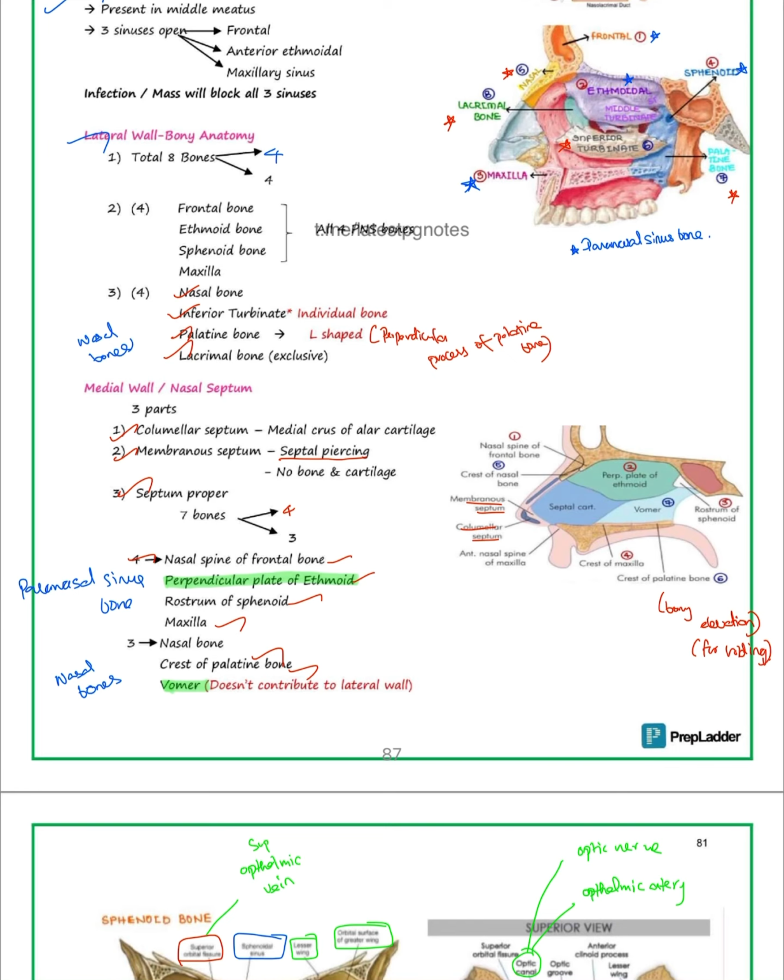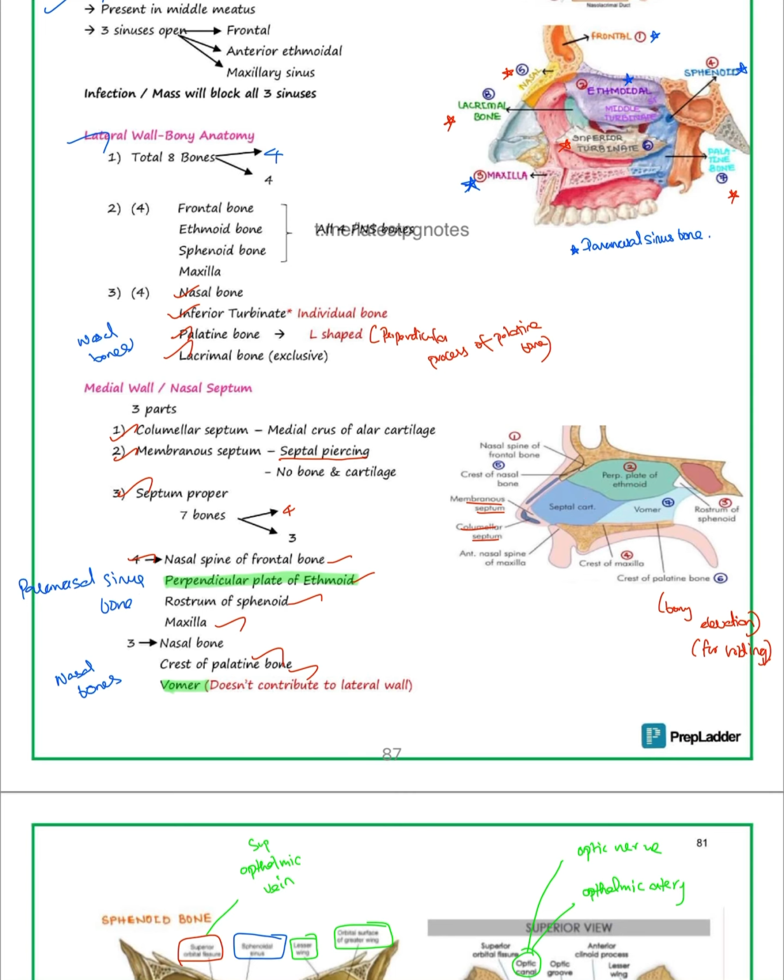Then the crest of the maxilla: you can see both maxilla plates combine to form a crest known as the crest of maxilla. And then the other 3 nasal bones include the nasal bone. You can see the nasal bone, that is the nasal bone. Then here you can also see the frontal spine of the frontal bone, that is the crest of the frontal bone, also placed in the paranasal sinus bones.